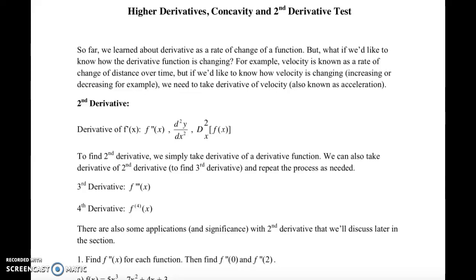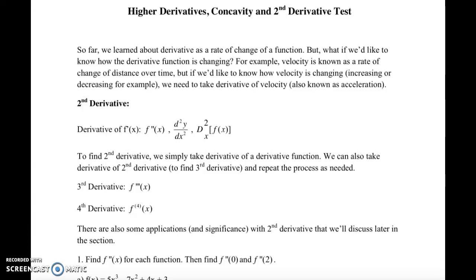Right, so here in 5.3, we're going to talk about higher derivatives in our concavity and second derivative test. So we have been doing the first derivative, and we know the first derivative is the rate of change of a function, also known as velocity, which is the rate of change over time. But what if we want to know how the velocity is changing? Is the velocity of our function increasing or decreasing?